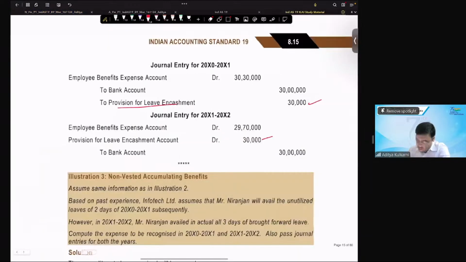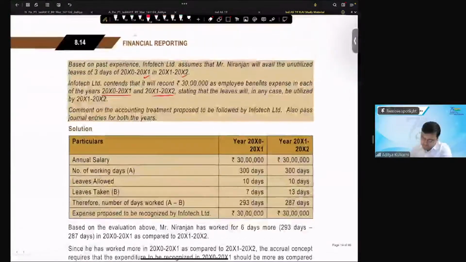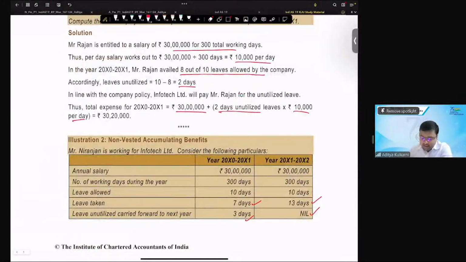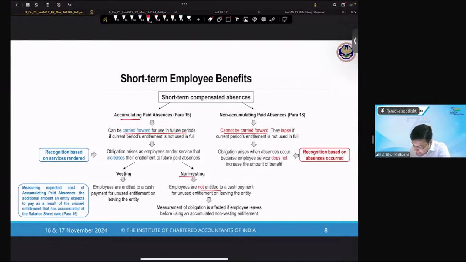So this becomes what they call non-vesting accumulating benefits. Non-vesting, not entitled to a cash payment. Against a leave unavailed today, you are getting a leave tomorrow. You are not getting cash. Have you understood? You are able to carry forward this leave for usage in the subsequent period. Did you follow? Yes, sir. So we call this non-vesting accumulating paid absences. Did you understand this?